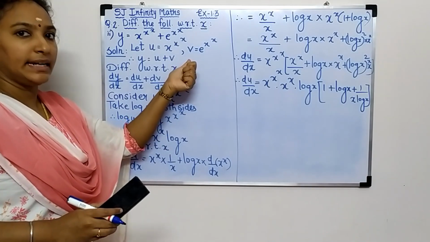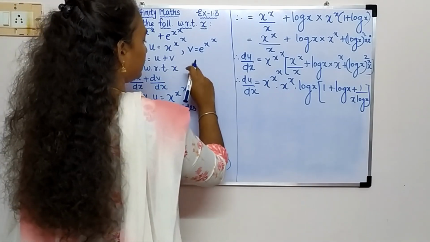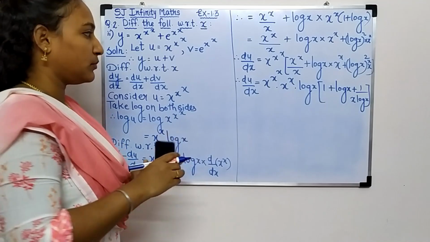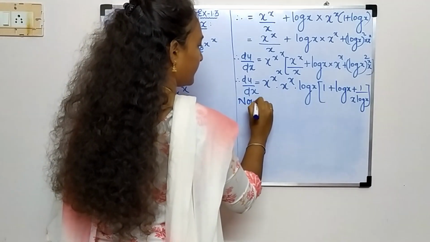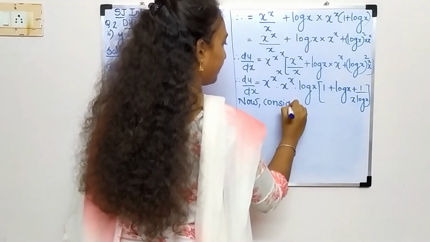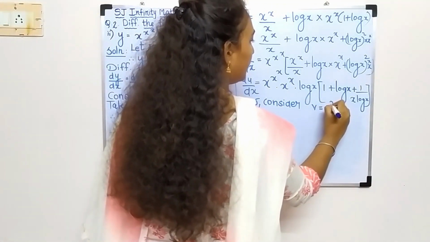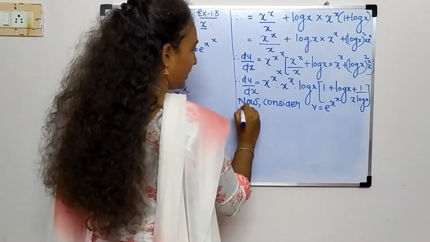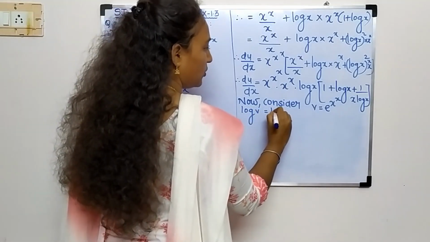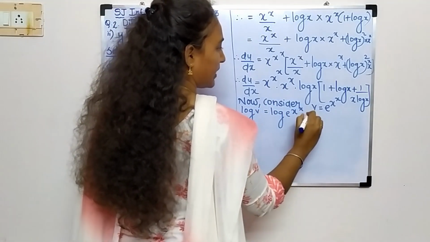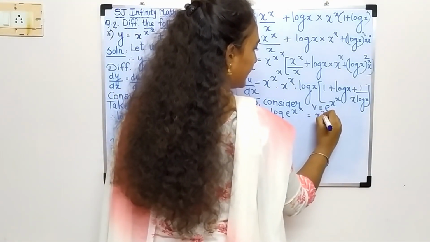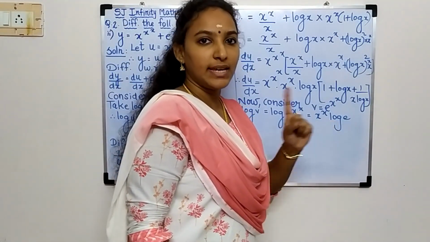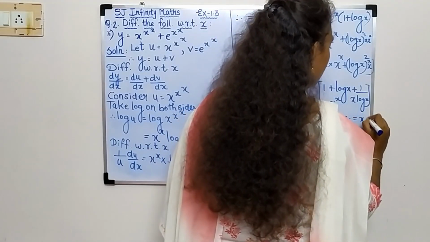Now let us calculate dv by dx. Here also we need to take log on both sides. Now we consider v equal to e power x raised to x. When we take log on both sides, we get log v is equal to log of e power x raised to x, which is equal to x raised to x log e. We know that the value of log e is 1. So this becomes x raised to x.